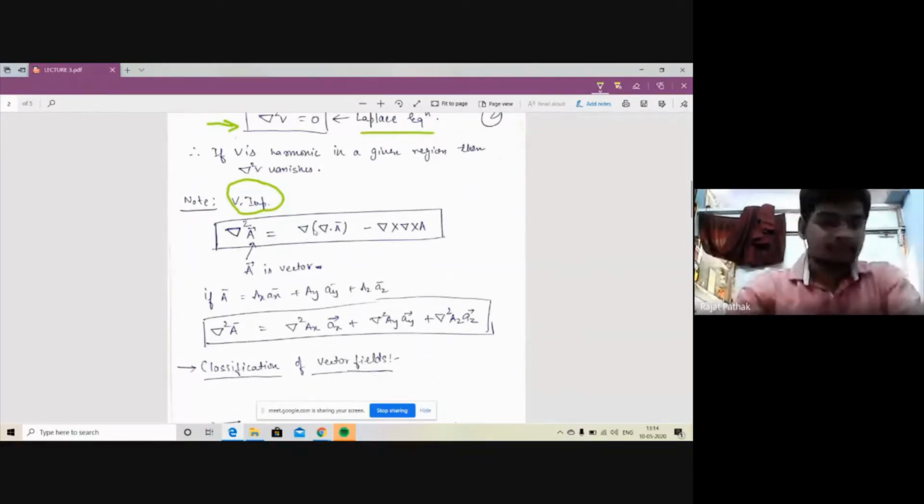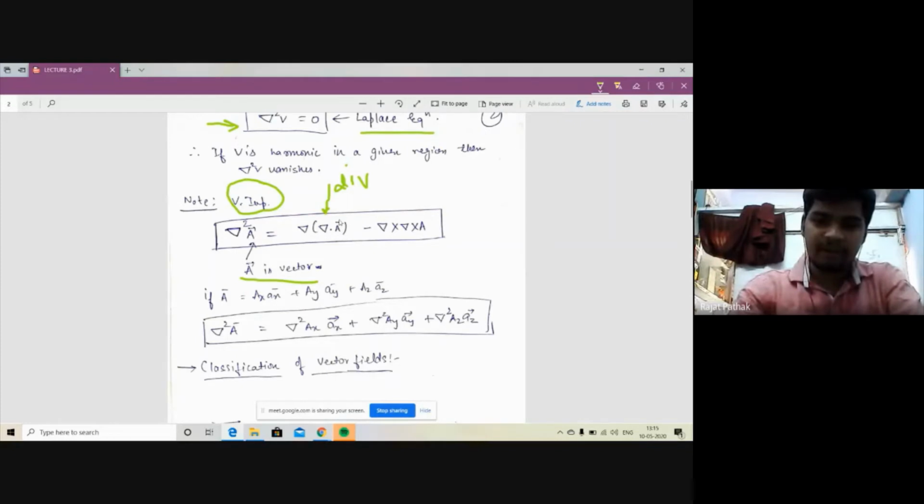We have to keep our vector calculus in mind. We cannot do whatever we want. Here, del square of A, where A is a vector quantity, we can calculate if A is a vector. It is equal to the gradient of del dot A. This is nothing but the divergence of A.